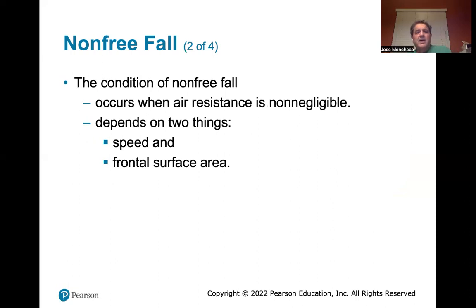Okay. The condition of non-free fall occurs when air resistance is non-negligible. And it depends on two things. It depends on speed and the frontal surface area. That's what I was talking about, the skydiver. The more he's spread eagle, spread out with his arms and legs, the more frontal surface area he's presenting. If he tucks those in and heads straight downward, head first, he's presenting a smaller frontal surface area.